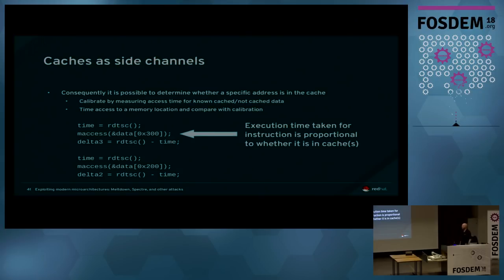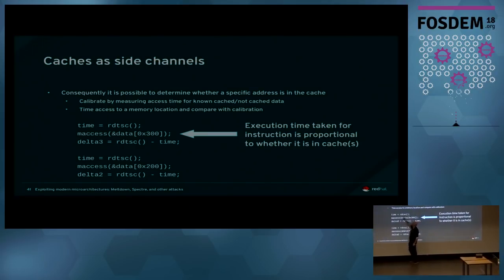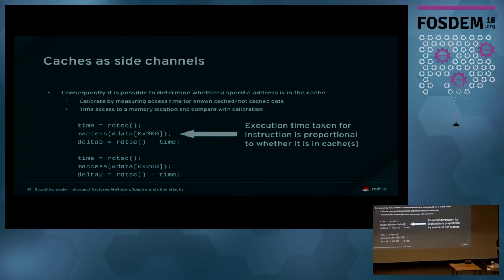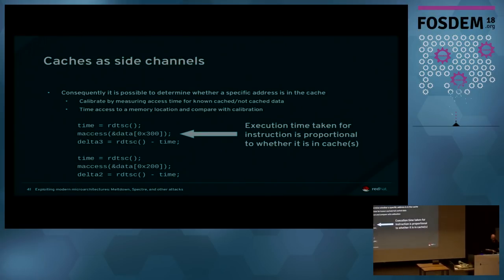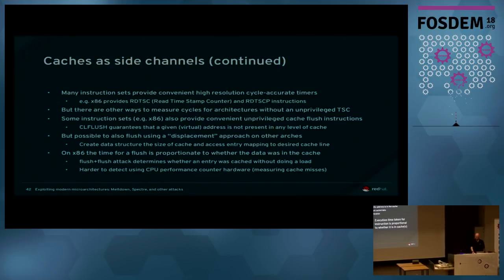Here's an example. I have these interfaces on most architectures. I have a way of measuring time. On x86, it's called RDTSC, Read Timestamp Counter. I can read the current timestamp counter, access a piece of memory, read it again, and work out the difference. Based upon that amount of time and some calibration, I can work out whether the thing I'm accessing in the middle was in the caches or not.